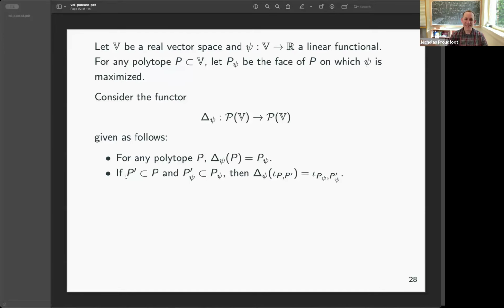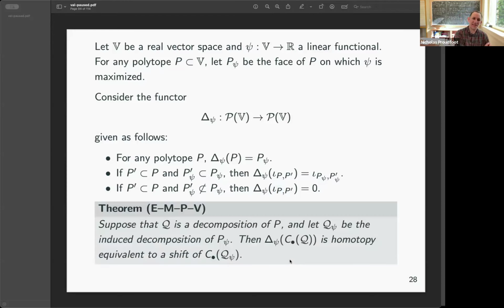If P prime is contained in P, then it may be that P prime psi is contained in P psi, and it may be that it isn't. If it is, then I take the distinguished map from P to P prime to the distinguished map from P psi to P prime psi. And if it's not, there's nothing I can do. I have to take it to 0. If P prime psi is not contained in P psi, then there are no non-zero maps in my category from P psi to P prime psi. So I have to take this to 0.